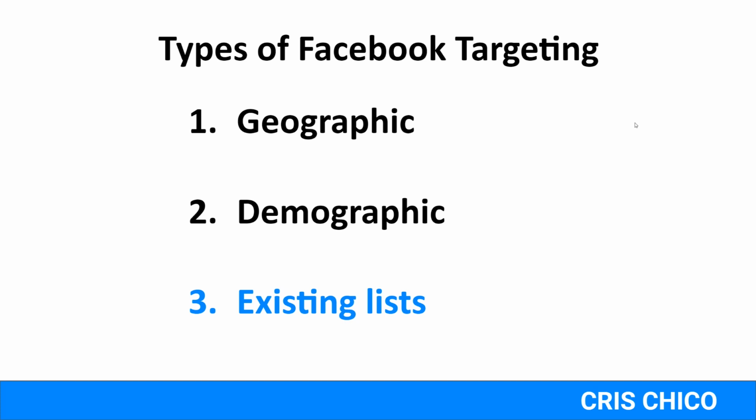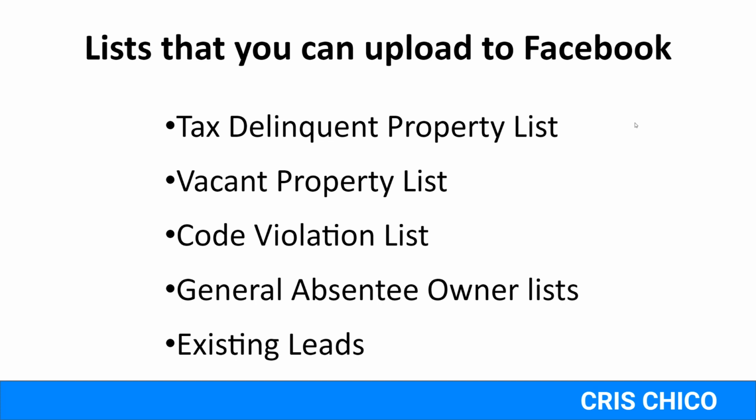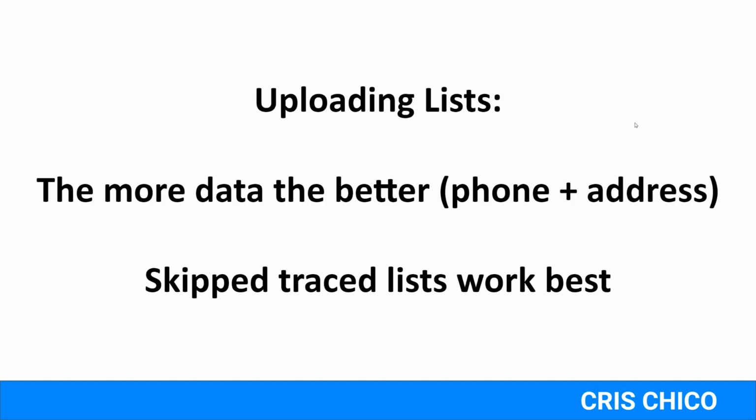Now, the next way of targeting is through existing lists. Now, what's an existing list is, let's say you have a property tax delinquent list, you have a vacant property list, you have a code violation list, you have the general absentee owner list, you have existing leads that you have in your CRM that you've called. All those could be uploaded to Facebook so that you can then target those individuals.